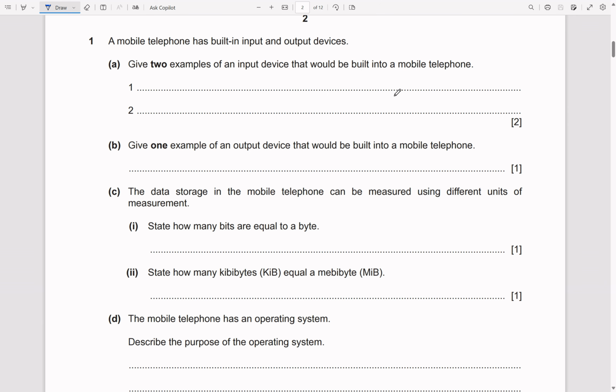Right, so if we look at question 1, it says a mobile telephone has built-in input and output devices. Give 2 examples of input devices that would be built into a mobile telephone. Right, so input, one we can just say touchscreen. And then I guess we can also say microphone. But for these you can also think, well, there's going to be a camera, possibly a keyboard. You can also say things like accelerometer.